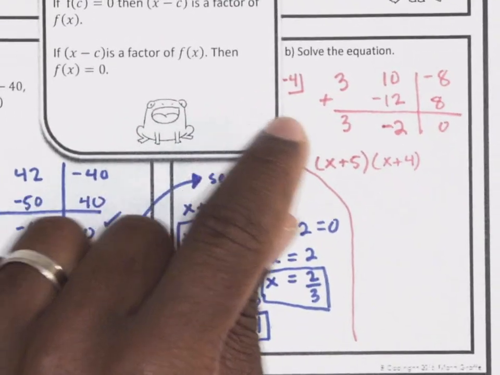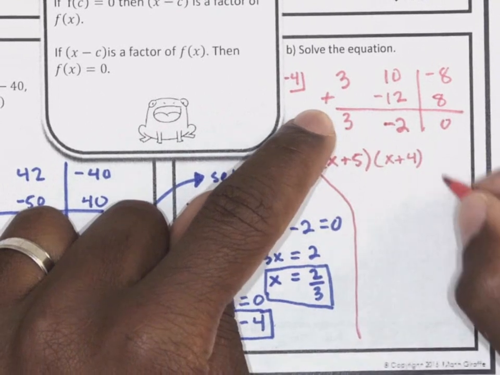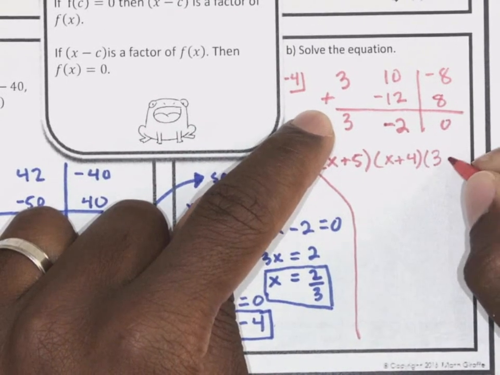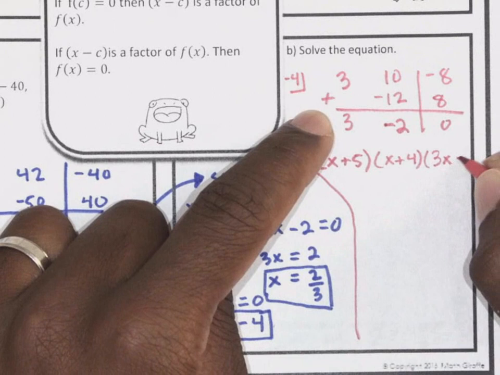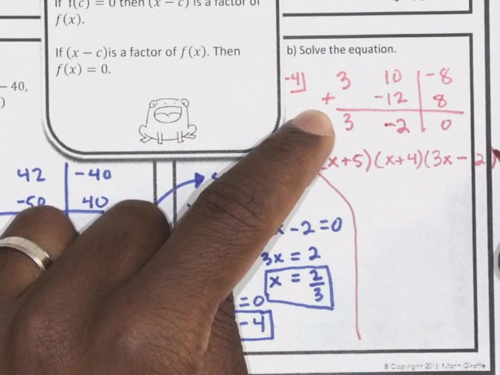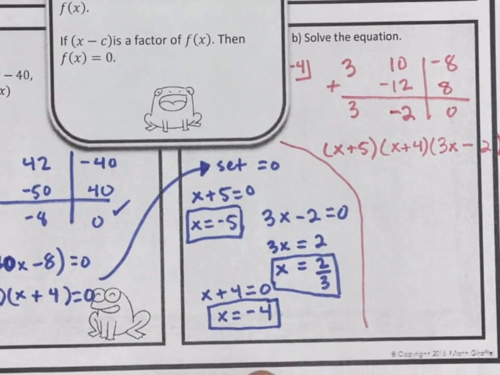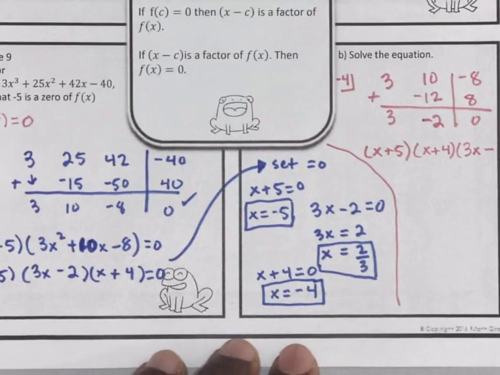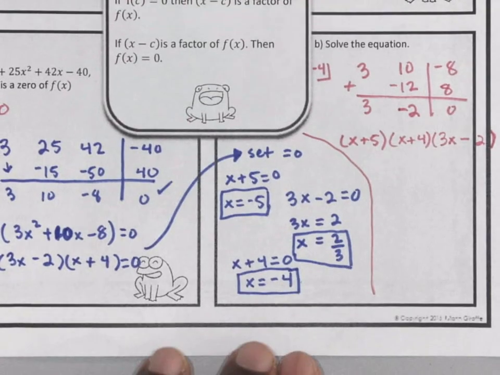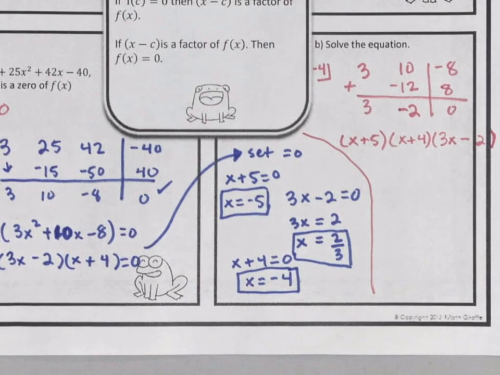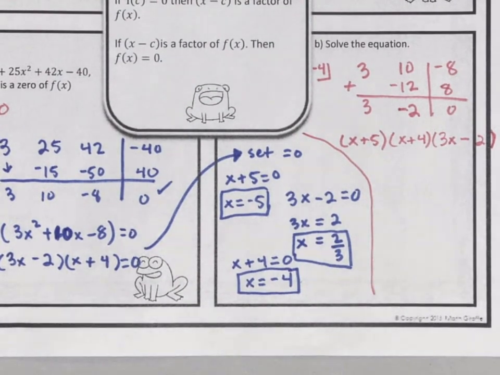What do I have left over? 3x minus 2. That's the same thing as before using synthetic division. So you could have done this either way. Could have factored. Or if you put it in your calculator and you found another 0, you just do synthetic division again. Then once you simplify it, you just keep doing it until you get to that.